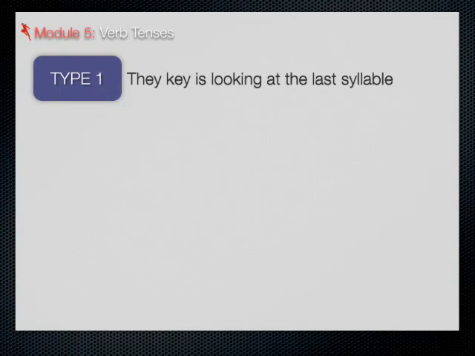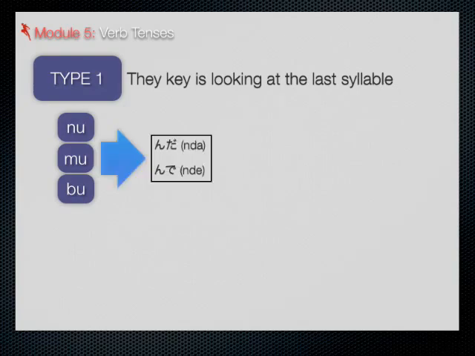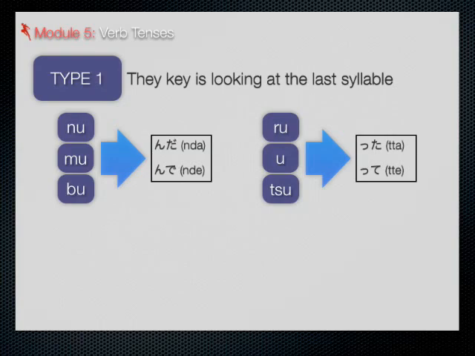So if the last letter of the word is either nu, mu, or bu, then you just drop that last letter and change it to nda for the ta form or nde for the te form. Going back to our previous example with the verb nomu, the ta form was nonda, and our te form was nonde. So we just drop the mu at the end, and we add the nda or nde for the ta form and te form respectively. For verbs that end in either ru, u, or tsu, we want to drop those last letters and just add a ta or te for the ta form and te form.